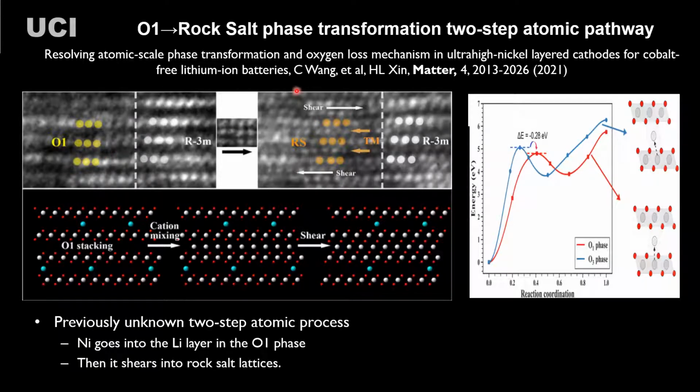Basically, for the O1 faulted phase to lose oxygen and transform into the rock salt phase, first, the transition metal needs to hop down to the lithium layer, and then it shears into the O3 stacking. This observation is supported by the nudged elastic band calculation, showing the barrier for nickel to hop to the lithium layer is lower in the O1 faulted phase than the regular O3 stacking.